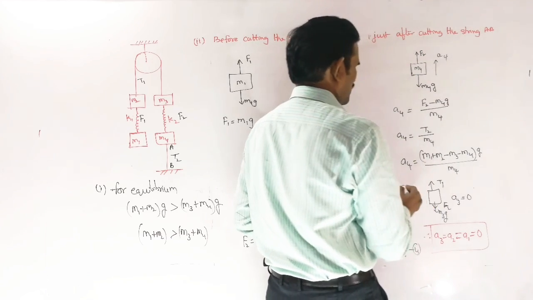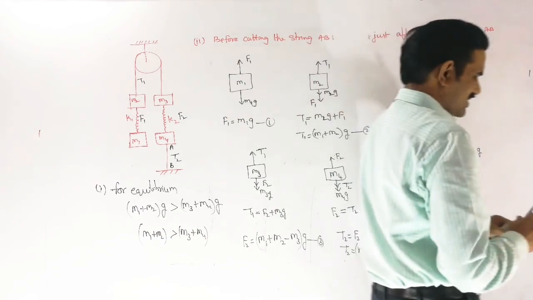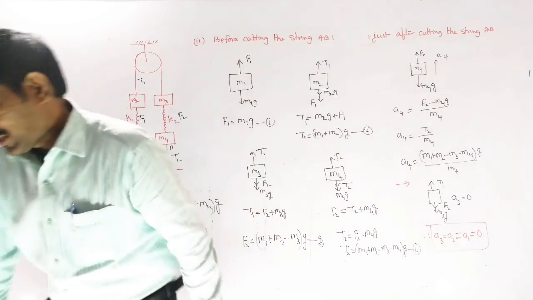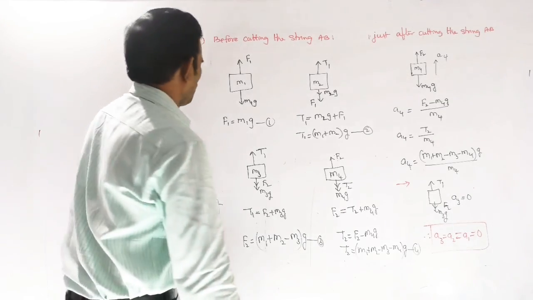You may just add a sentence here. As the spring force F2 remains the same, the forces acting on the blocks M1, M2 and M3 remain the same, and so the acceleration of these 3 blocks will be 0.